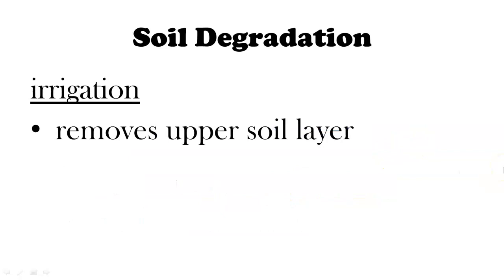Next, we're going to take a look at how irrigation can contribute to soil degradation. The first thing we've got here is that intense irrigation can remove upper soil layers. This can be done by either washing the soil away as the water is applied before it's percolated down into the soil. Also, the smaller grains in the upper layers of the soil can be washed down deeper into the subsequent layers, so they're lost from the upper layers of the soil.